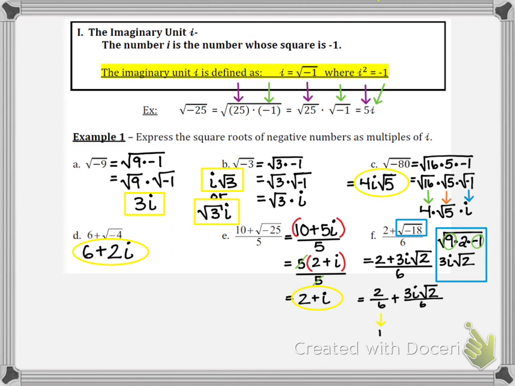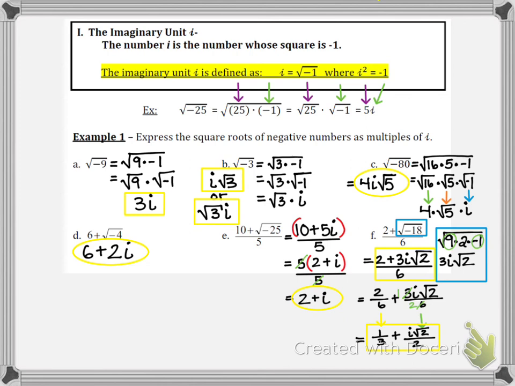So the fraction 2/6 becomes the fraction 1/3, but in the second fraction, 3i rad 2 over 6, I can simplify the 3 over 6 to 1 over 2. So that fraction becomes i radical 2 over 2. So I can write my answer as 2 separate fractions. Now they don't have the same denominator because they simplified a little differently. So I can write it as 1/3 plus i rad 2 over 2, or you could have left it as 2 plus 3i rad 2 over 6.